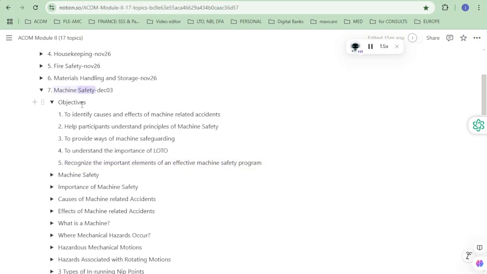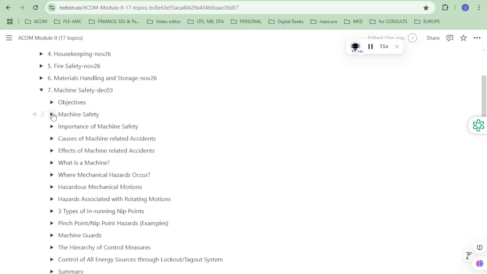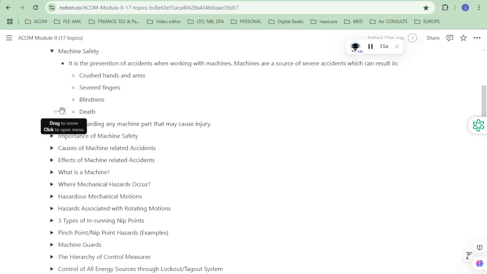Machine safety. It is the prevention of accidents when working with machines. Machines are a source of severe accidents which can result in crushed hands and arms, severed fingers, blindness, death. Safeguarding: any machine part that may cause injury.